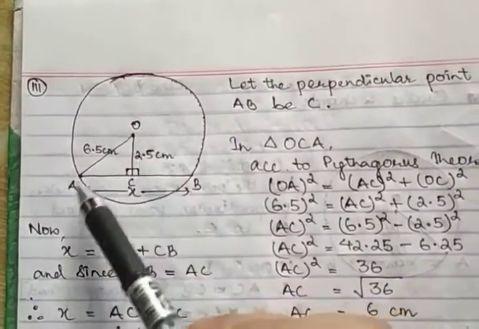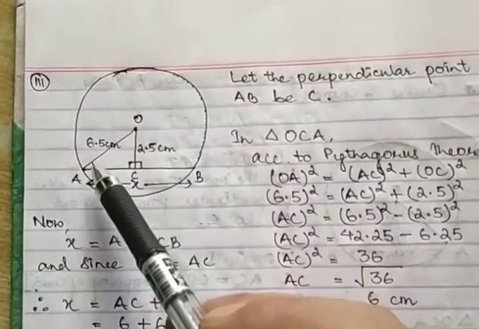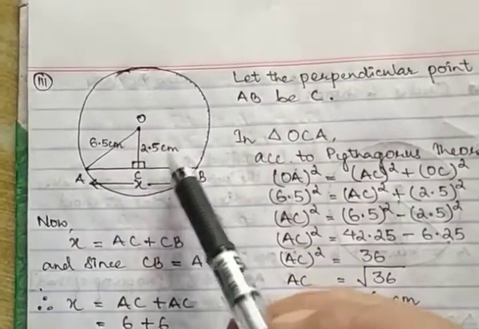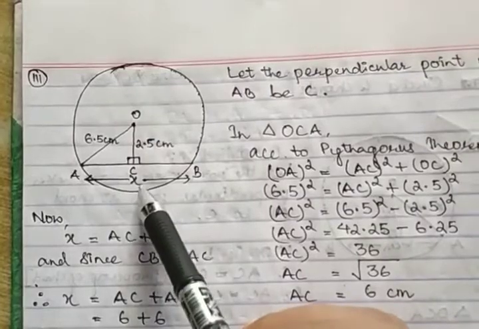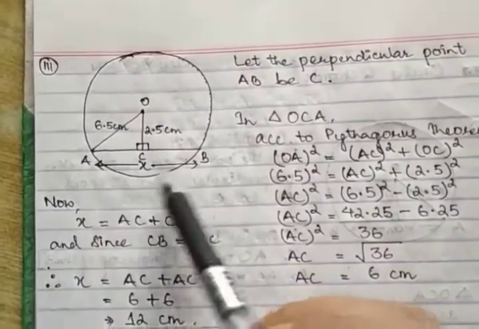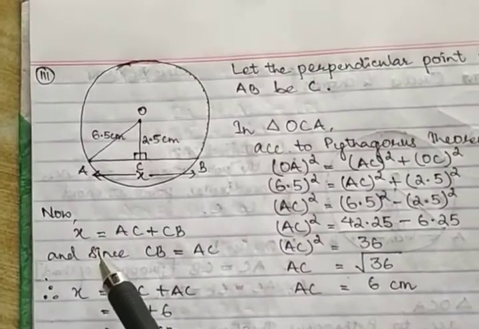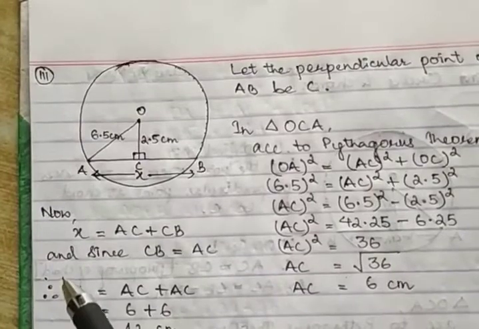For a triangle, it will be the hypotenuse. The radius is given as 6.5 centimeter. The perpendicular line is also given as 2.5 centimeter, and we need to find the length of the chord. See, because x in here denotes from A to B, we need to find the length of the chord, but here we cannot find the length of the chord directly, isn't it?